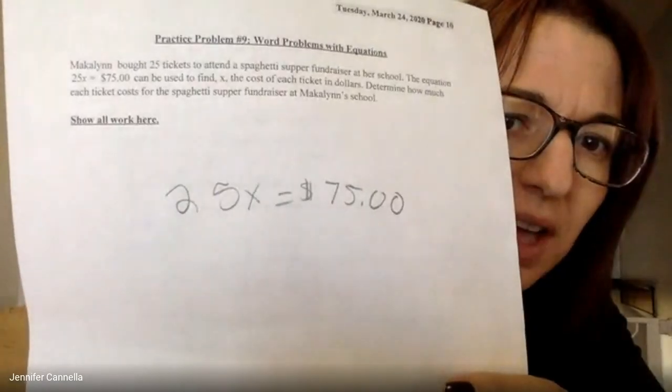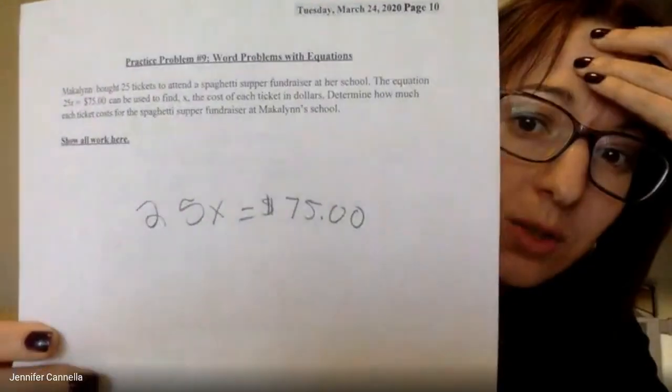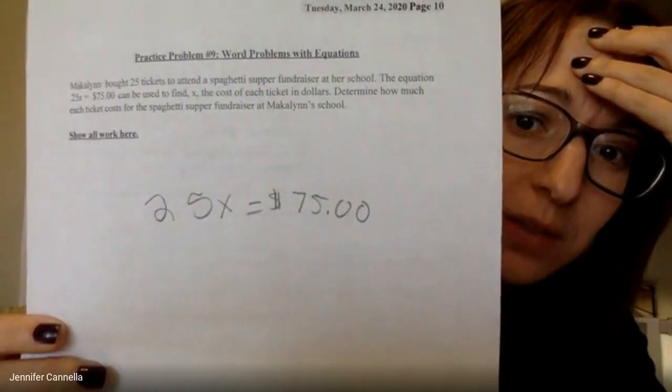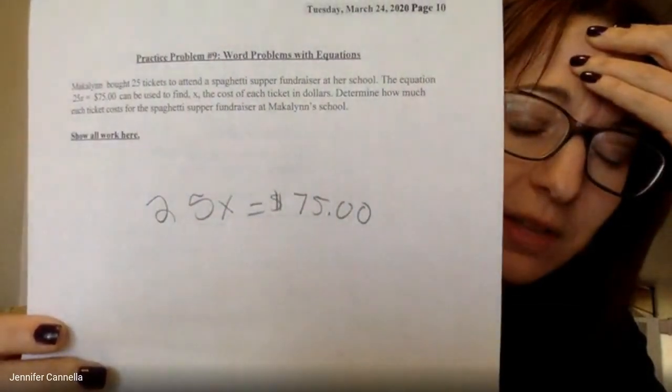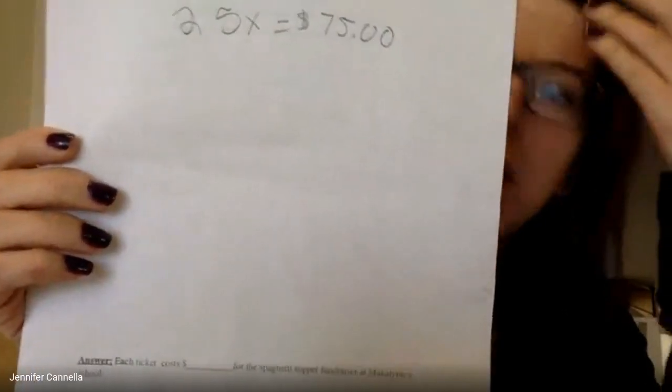If I have 75 cents, how many quarters do I have? 3. 3. So the answer would be $3, right? 25 times 3 is 75, no? Yeah. The answer would be $3, right? Yeah, easy. All right.